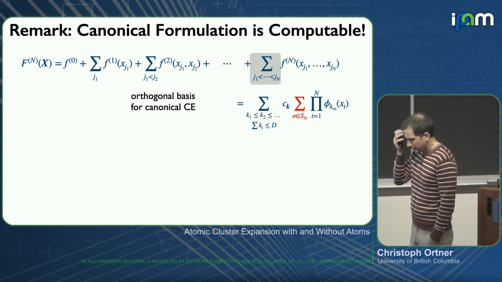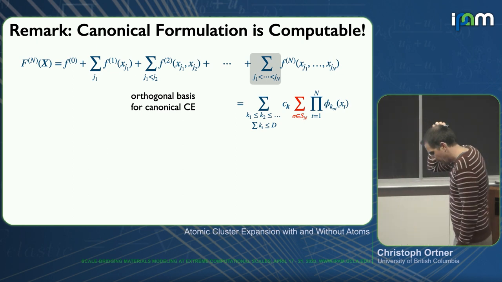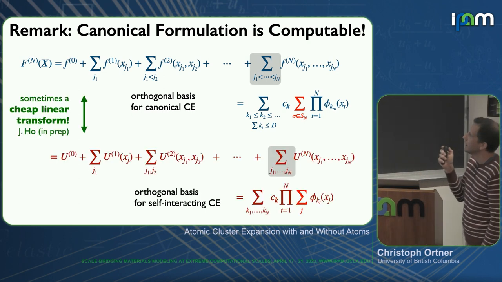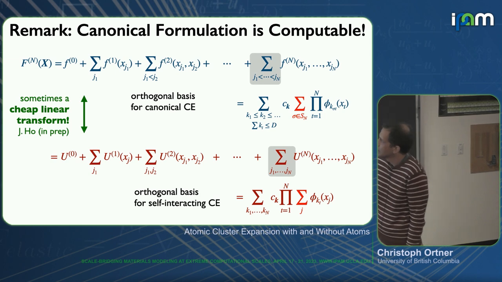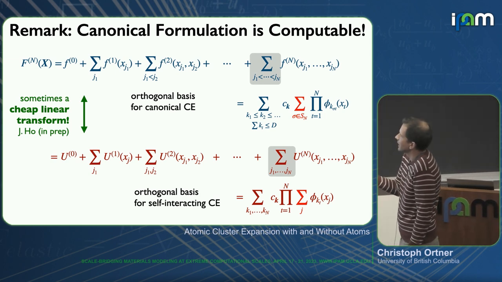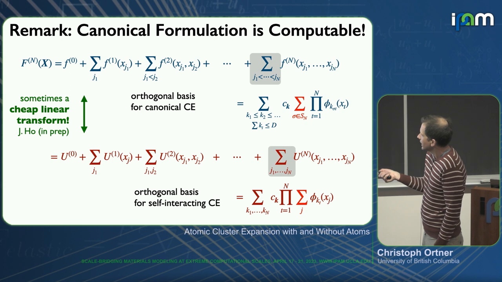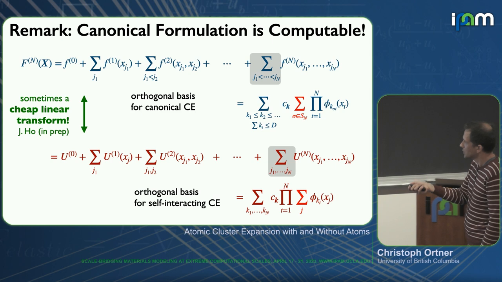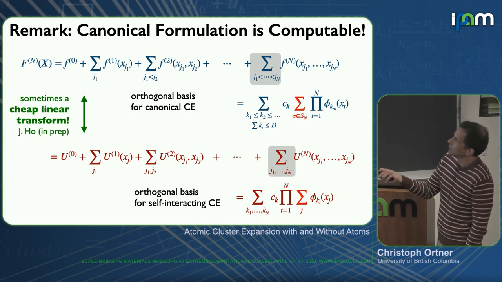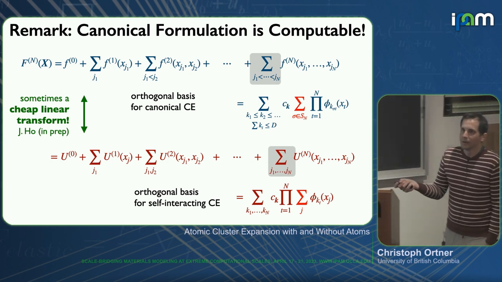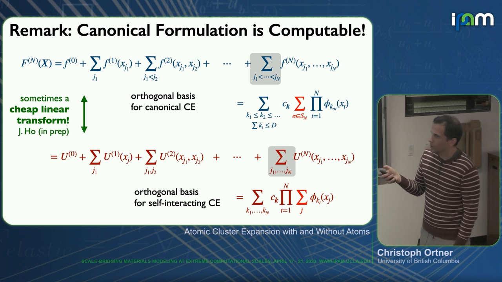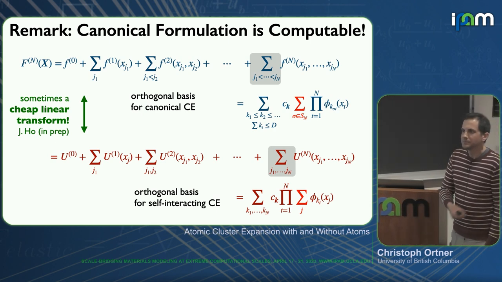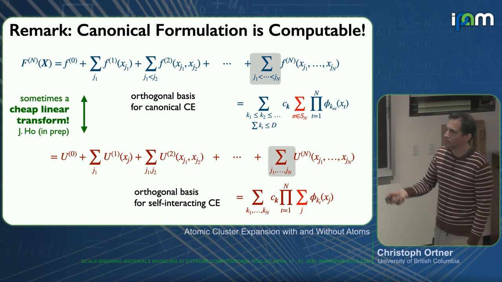So do I have time for this remark? Maybe I do. I won't go into details, I'll just quickly say it. If you try and do the same with the canonical cluster expansion, you end up at a dead end. But it turns out you can actually relate these two, and you can come up with a linear transformation that makes the canonical cluster expansion also computable. I would say this is very much work in progress. I'm just mentioning it now: if you really don't like the self-interaction, tell me and I'll try and show you how you can do the other as well.